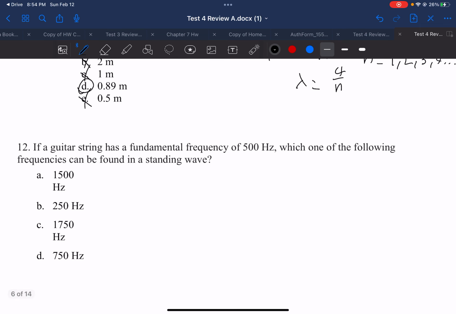Similarly, we have the next question, which is asking us about the possible frequencies of a standing wave. This one is even more straightforward because we are told the fundamental frequency is 500 hertz. If the fundamental frequency is 500 hertz, then every subsequent frequency must be a multiple of 500. Only one of these numbers is a multiple of 500. Only 1500 is a multiple of 500. Therefore, the answer is 1500.